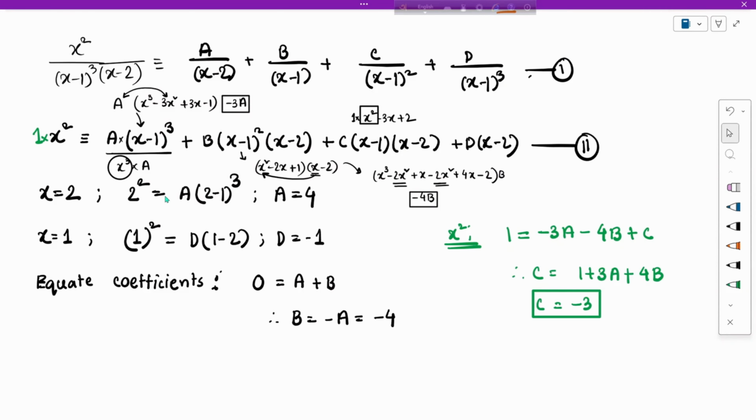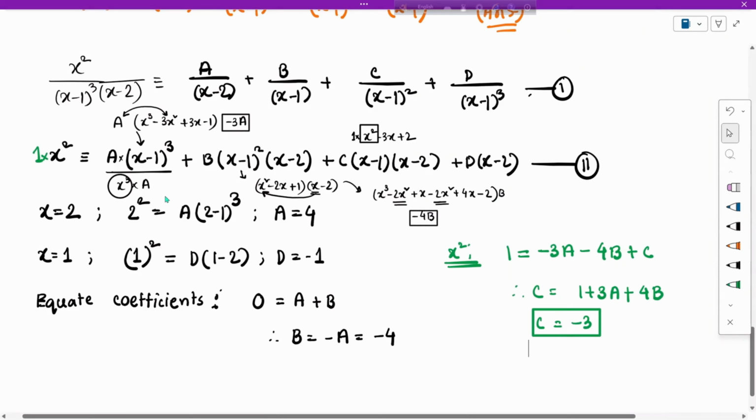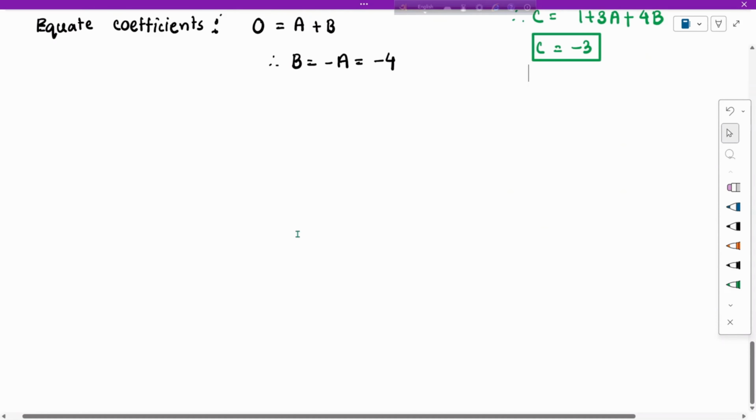But as this was a really small expression, the equating coefficients method might seem easy. But for bigger maths, with more complex and more tedious calculations, that can be solved really efficiently by the cover-up rule. For example, if we look at a math like this.